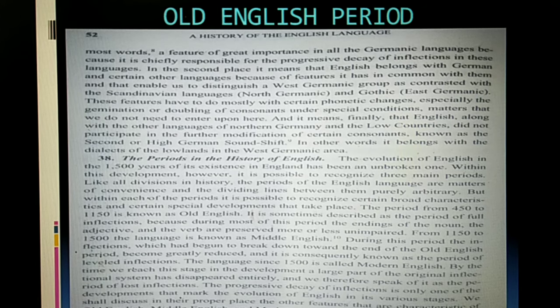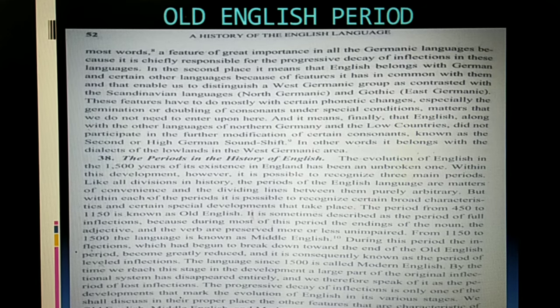inflections in these languages. In the second place, it means that English belongs with German and certain other languages because of features it has in common with them, and that enable us to distinguish a West Germanic group as contrasted with the Scandinavian languages, North Germanic, and Gothic, East Germanic. These features have to do mostly with certain phonetic changes, especially the gemination or doubling of consonants under special conditions, matters that we do not need to enter upon here.